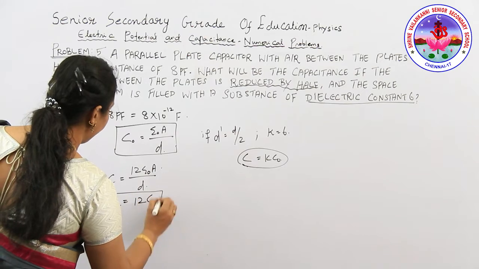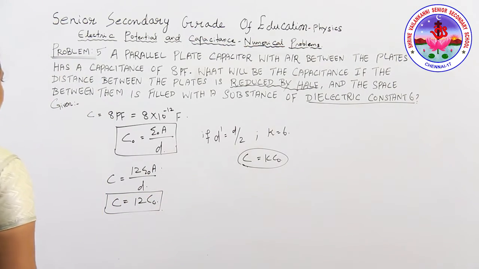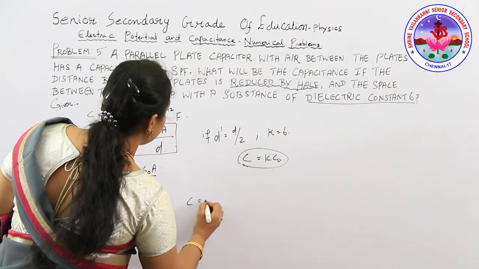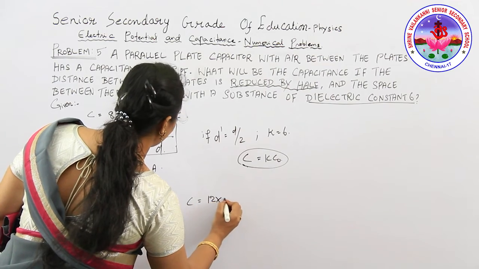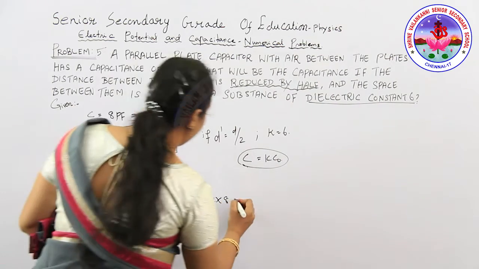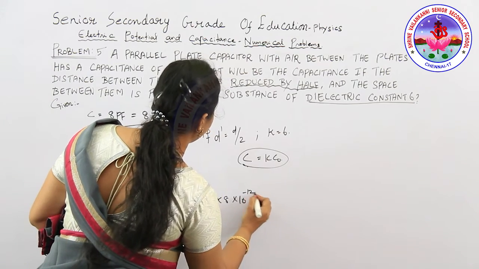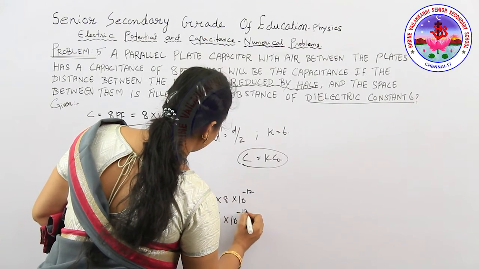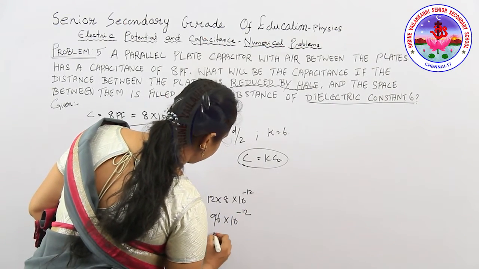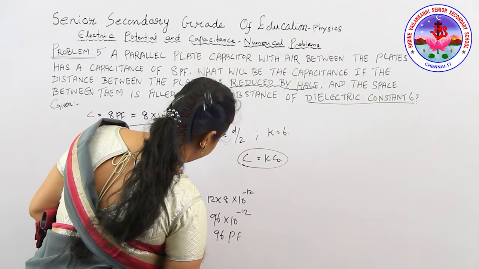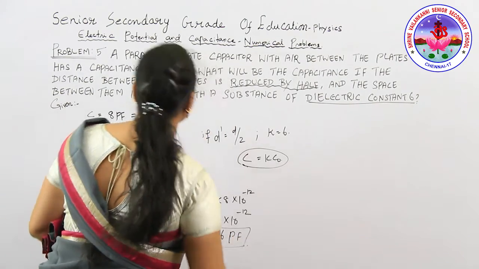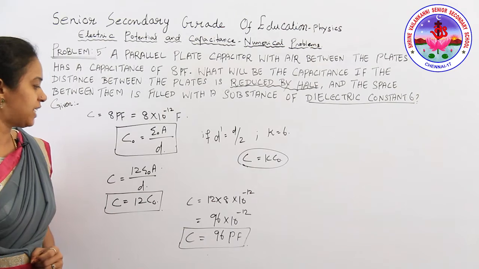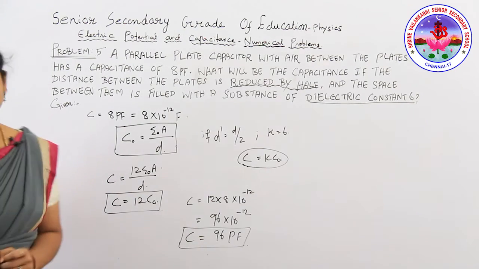So C, which is equal to what we got, 12 C naught. Applying the value, we will get the value of C. They have given C as 12 into 8 into 10 power minus 12. So we got 96 into 10 power minus 12, or we can say the C value is equal to 96 picofarad. So this is the capacitance of the parallel plate capacitor. This gives the value of C equal to 96 picofarad.